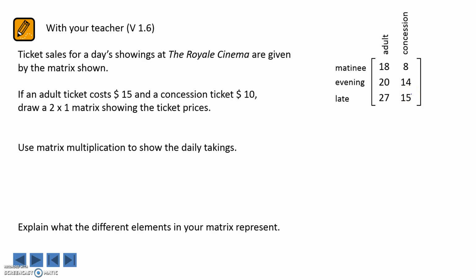If an adult ticket costs $15 and a concession ticket costs $10, draw a 2x1 matrix showing the ticket price. So it would look something like this. Okay, so let's put that in perspective. So we've got our adult and our concession, and we know that they're $15 and $10. There's our matrix.